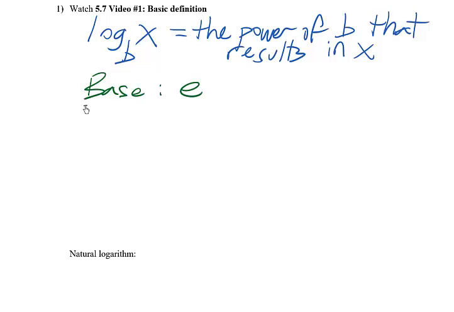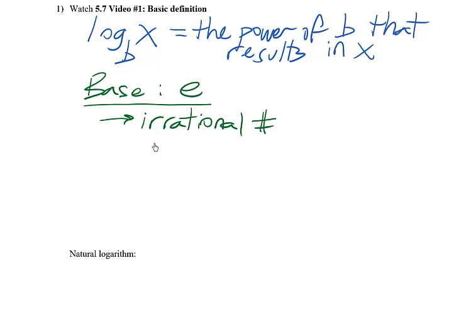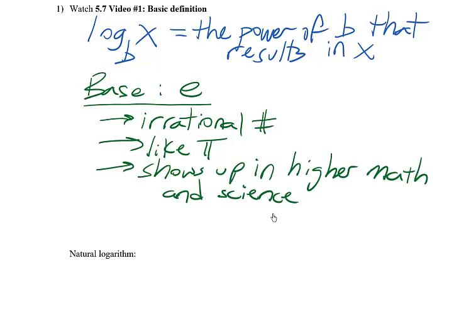Well, what can I tell you about e? It is an irrational number. That means it's a decimal that goes on forever and ever and ever without any sort of repeating pattern. Probably the number that you're familiar with that's kind of like e is pi. Pi is also an irrational number, a decimal number that goes on and on and on. Well, like pi, e also shows up in higher math and science, and often in unexpected ways.